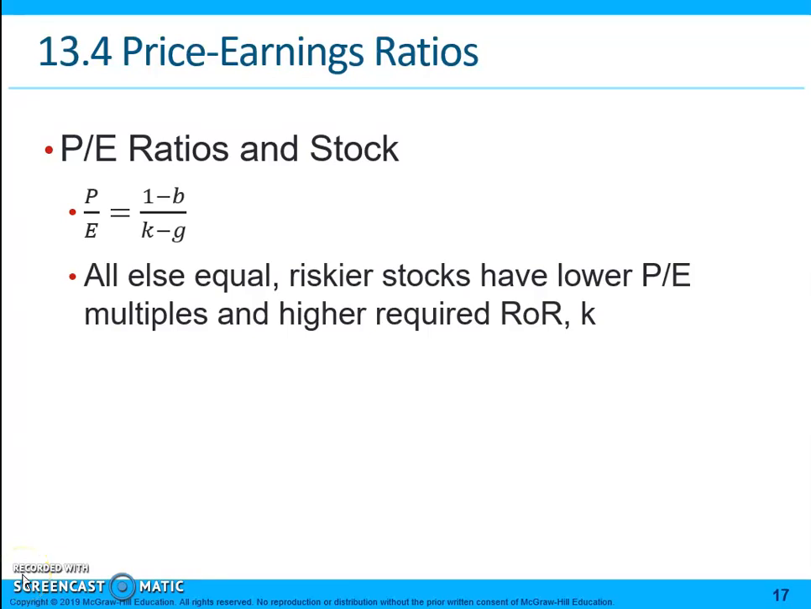Okay, continue our discussion of P/E ratios. So we go back to a simplified version of our formula where the P/E ratio is equal to 1 minus the plowback ratio divided by the required rate of return minus the growth rate. Everything else equal, risky stocks are going to have a lower P/E multiple because this K, or the required rate of return, is going to be higher. So the higher this number is, the lower the PE ratio is going to be, the lower the price of the stock is going to be.